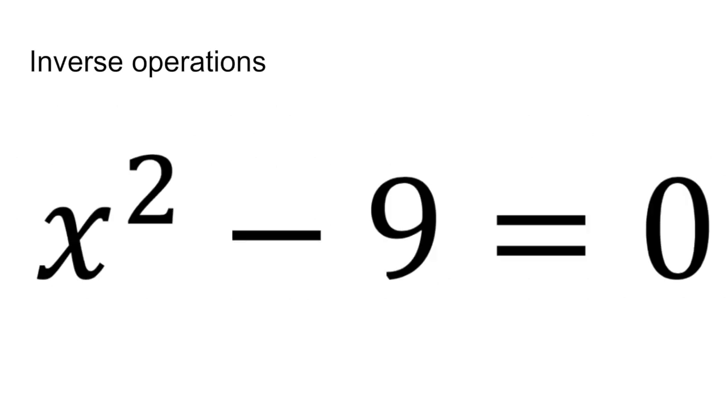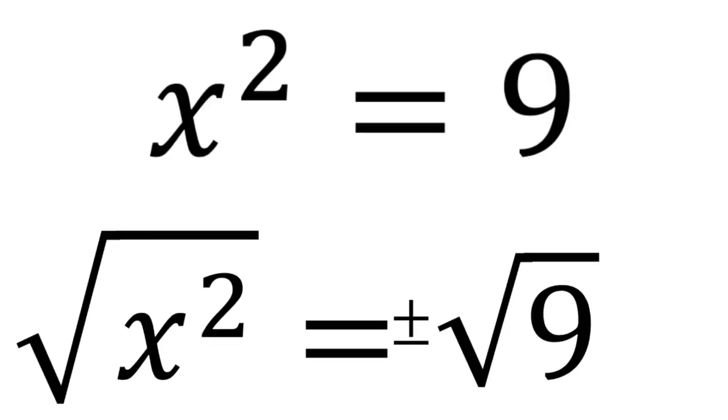Well, we can do it here. x squared minus 9. So first let's get rid of the minus 9 by adding 9 to both sides. When we do that, we're going to get x squared equals 9. But then the inverse of squaring something is actually the square root. So we just take the square root of both sides, and we get x equals, and then there's that weird symbol, plus or minus square root of 9.